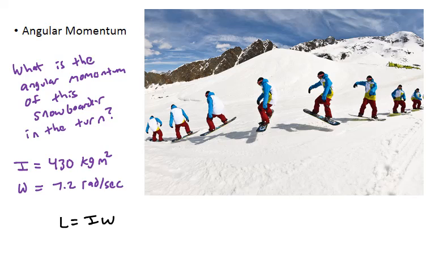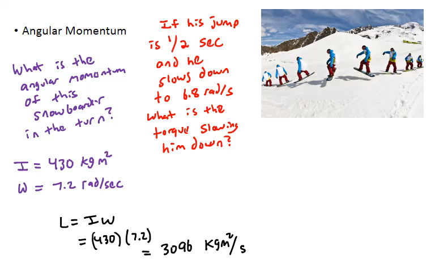All right, so L equals I omega, and we should get 3,096 kilogram meters squared per second. Now, let's say that his jump is 1/2 seconds long, and that he ends up slowing down to 6.8 radians per second, keeping the same moment of inertia. Let's say his arms and legs are pretty consistent here. What is the torque slowing him down? Go ahead and pause the clip and do that, and when you're ready to check, you can hit play to continue.